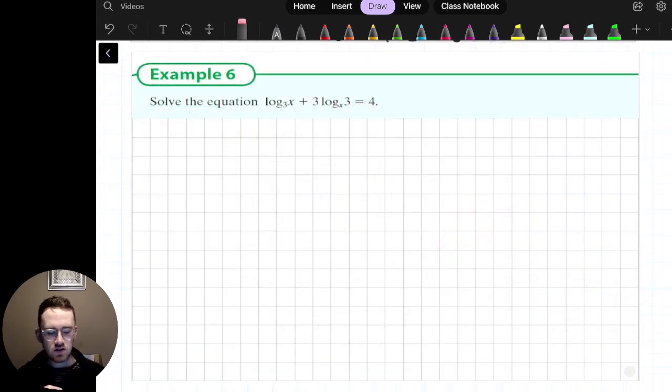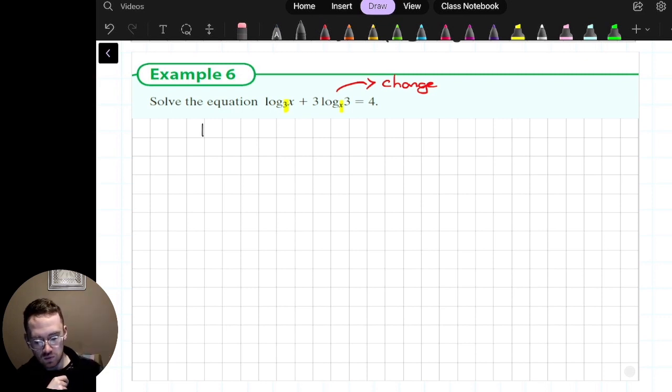Okay, so let's look at another example. So here we have log to the base 3 of x plus 3 log to the base x of 3 is equal to 4. So immediately we can see that we have an issue with bases here in terms of what we're looking for. What I would personally do is change this one here so that we can remove the x from the base part.